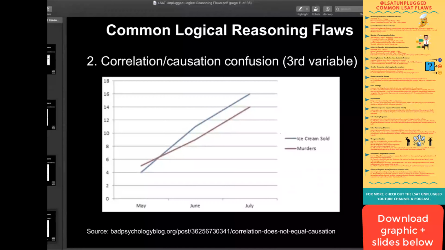Now here's one common example, ice cream sales and murders both increase over the same period. What's one possible explanation of this? A third variable that could explain both of those. Some of you may have come across this before. Stress eating? Stress eating, yeah, cool.